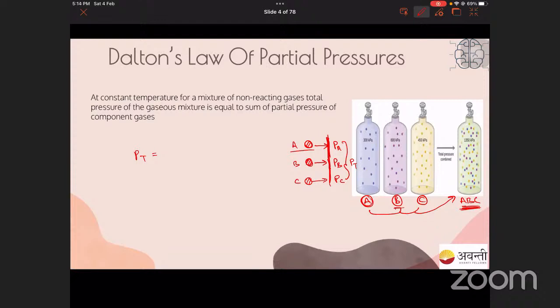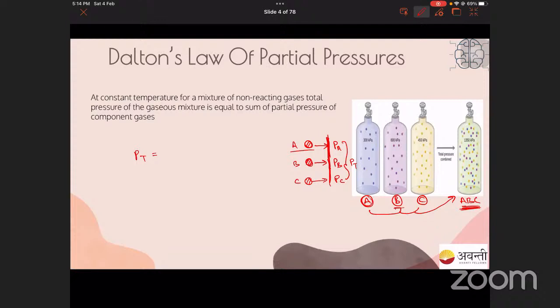Why do we need to take non-reacting gases? If we take reacting gases, let's say nitrogen and hydrogen, and we are providing good temperature and all, so that they will react, then what happens? It will give rise to ammonia gas. That is a new gas, right? Those gases are totally changing into another gas, so that the pressure will totally be different.